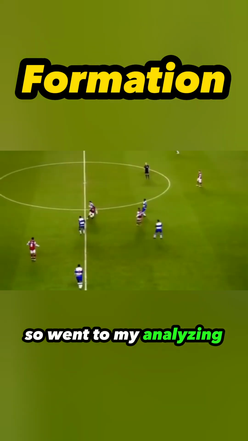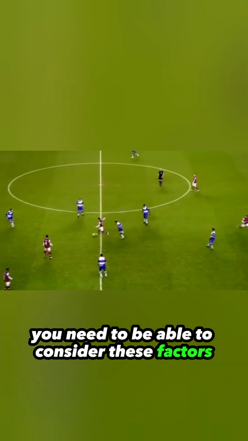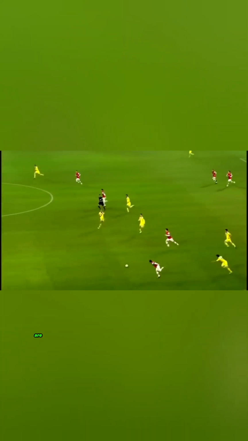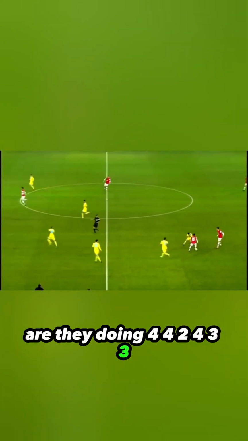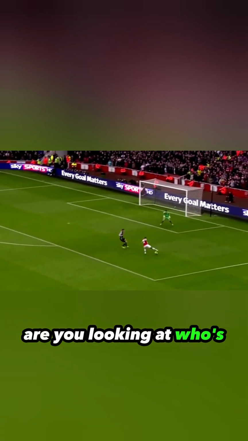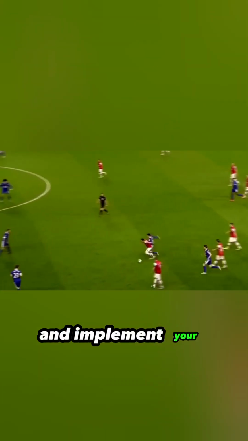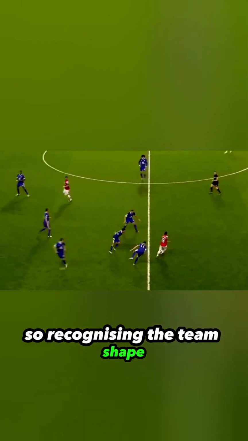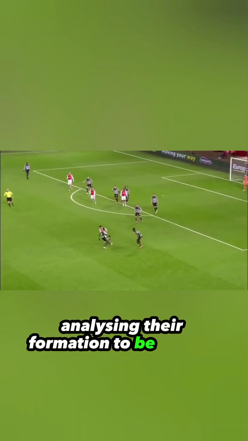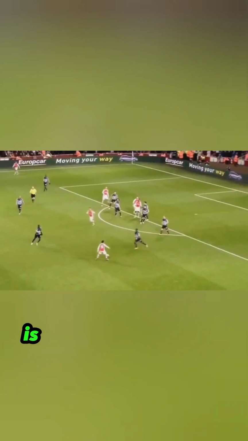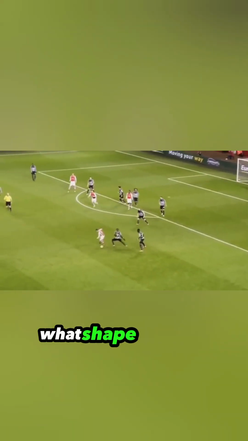Okay, so when you're talking about analyzing formations, you need to be able to consider these factors. Number 1 is what shape is the opposing team playing or using. Are they doing 4-4-2, 4-3-3? You're looking at the position of the defenders, midfielders, and the strikers. Are you looking at who's dropping in when you receive the ball? All this stuff. Pep said the shape of a team is crucial. Without it, you will struggle to control the game and implement your tactical plan. So recognizing the team's shape or analyzing their formation to be able to effectively exploit their weakness is the first thing that you got to start from. What shape are they playing?